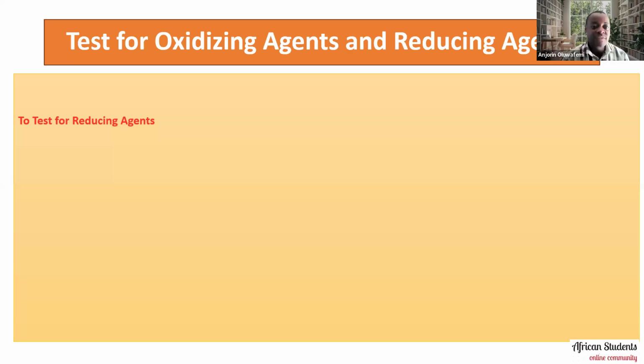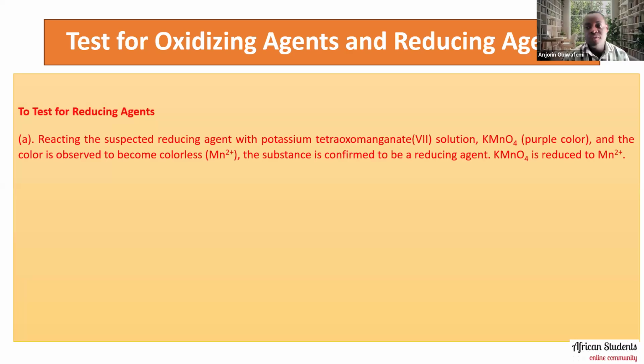Okay, let's talk about reducing agents now. To test for reducing agents, we can use this first method: reacting the suspected reducing agent with potassium tetraoxomanganate 7 solution. That's KMnO4. It's a mouthful. Okay, so we test with KMnO4. KMnO4 is traditionally purple in color.